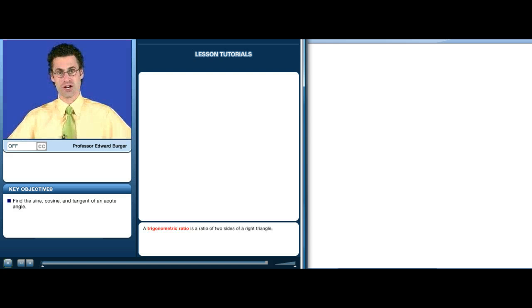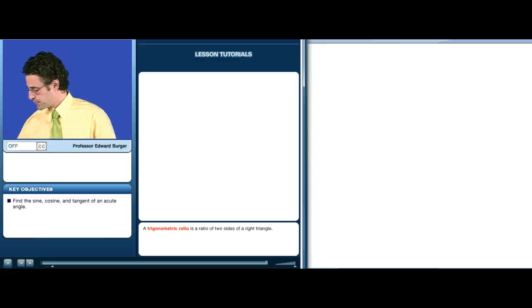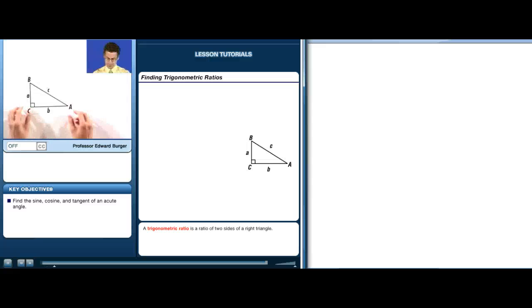Looking at various ratios of sides of right triangles leads to some of the most important ratios in all of mathematics. In some sense, the ratios that so much of mathematics hinges on. Those are the trigonometric ones. So let's take a look at a right triangle.